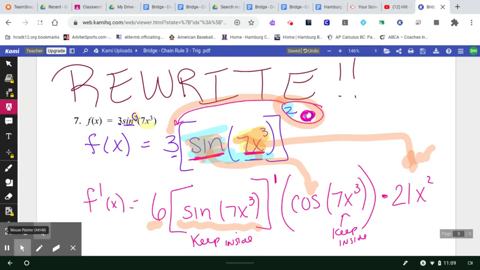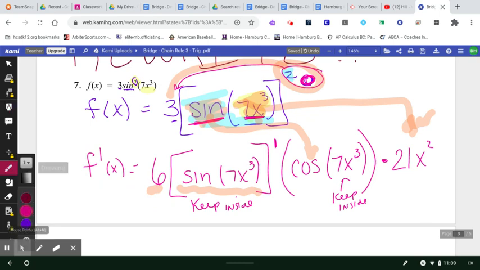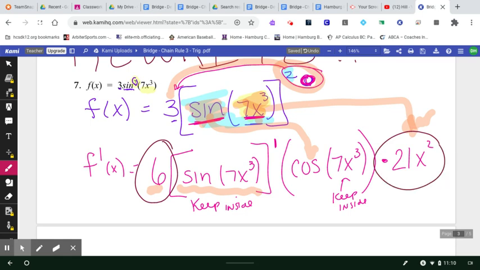Lastly, I just need to clean this up. What can get multiplied together? So I'm going to say 6 and 21x squared. So that's 126x squared. Then I have the sine of 7x cubed and the cosine of 7x cubed. And there's no plus signs in there. Everything is being multiplied together. So that is my final f prime of x. All right, so we'll get another 1 or 2 to practice here. But these are double chain rules. And this is pretty much as ugly as it can get for a double chain rule.